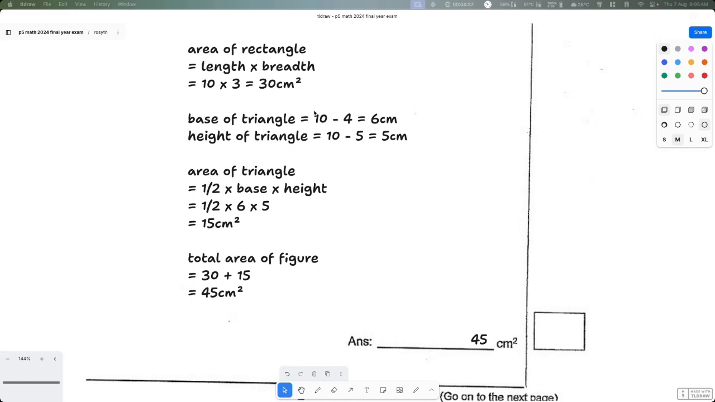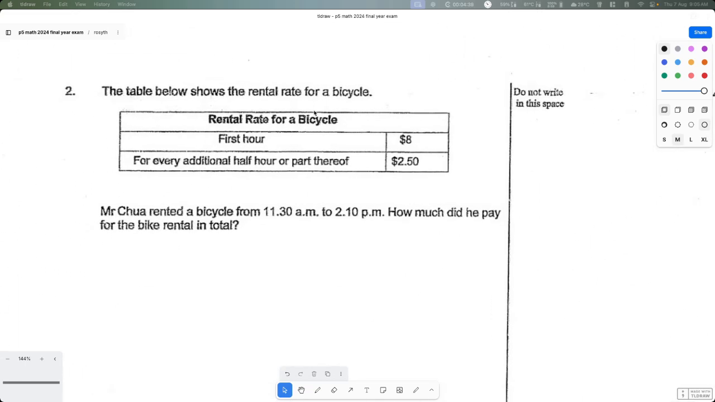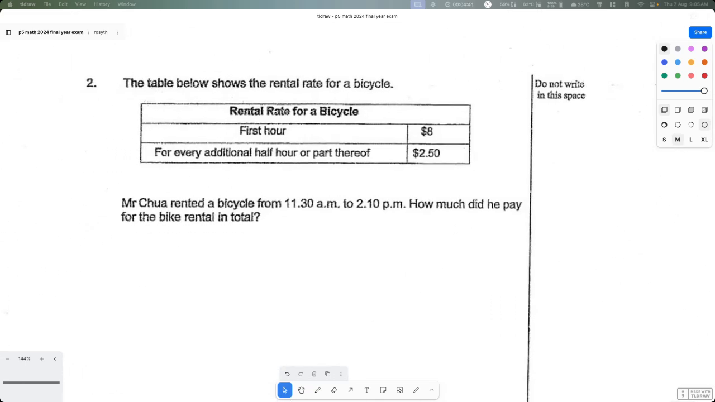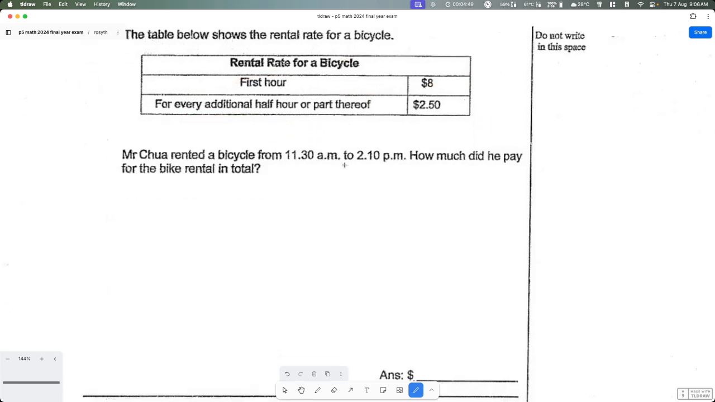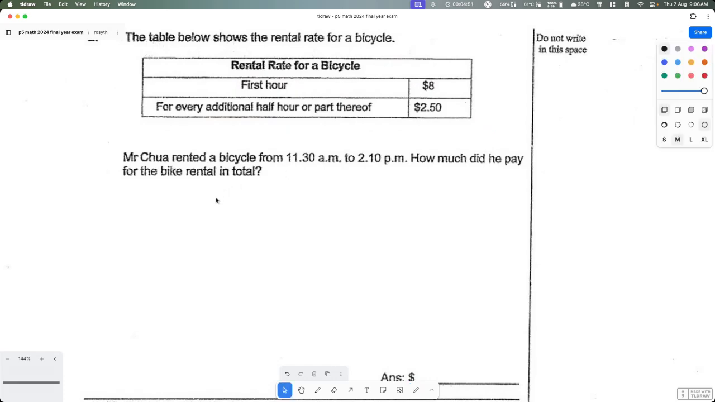Question number 2. All right, so in this case over here, it says the table shows the rental rate for a bicycle. So the first hour is $8. For every additional hour or part thereof is $2.50. Mr. Shaw rented a bike from 11:30 to 2:10 p.m. How much did he pay for the bike rental?